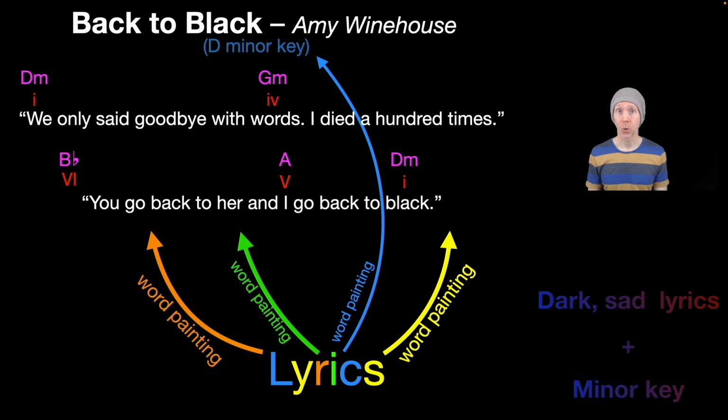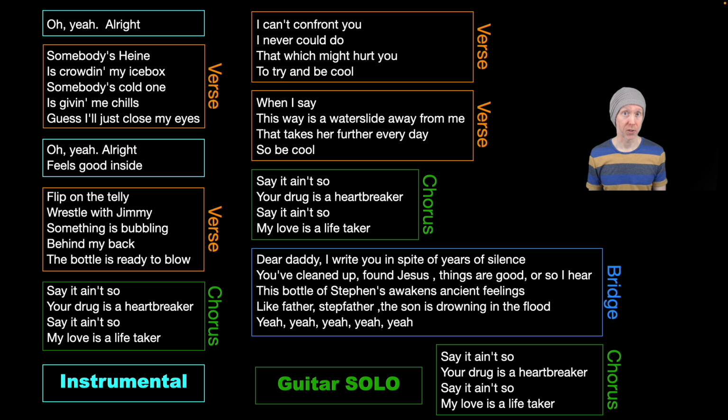But Say It Ain't So uses different types of word painting. Now, before we get into what these are, we first need to take a look at the lyrics so we understand what the song is about.